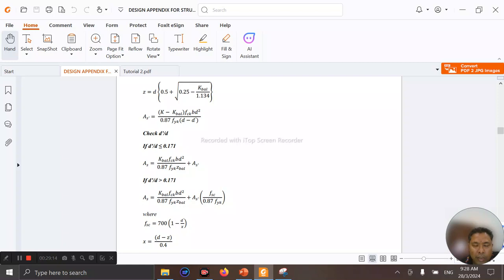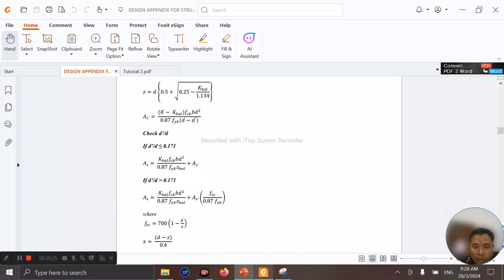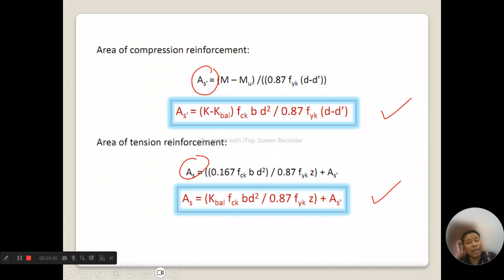Dia punya bentuk macam tak sama, tapi sebenarnya bila you ganti, you akan dapat sama value dengan yang ni. Sama saja. You nak guna yang ini pun boleh, you nak guna ini pun boleh, the answer will be the same. Cuma kalau you buat yang ni, you are working from basic principle lah. Okay, so now saya dah bincang how to find the moment of resistance for singly reinforced and for double reinforced.